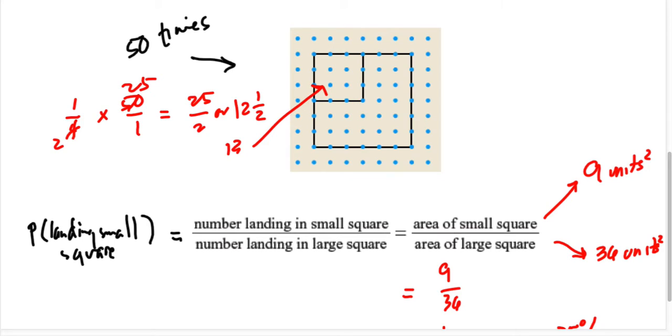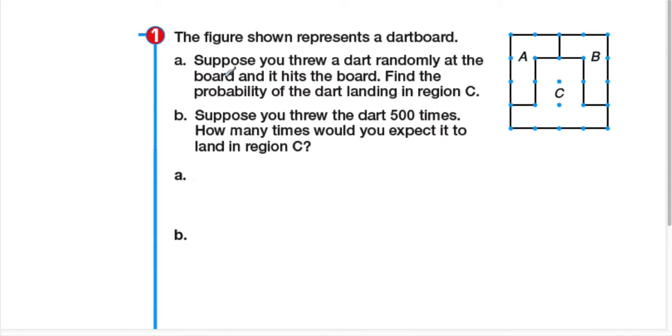All right, time to move back to example number 1. The figure shown represents a dartboard. Suppose you throw a dart randomly at the board and it hits the board. Find the probability of the dart landing in region C. And suppose you threw the dart 500 times. How many times would you expect it to land in region C? We will use the same principle that we used in the previous example.